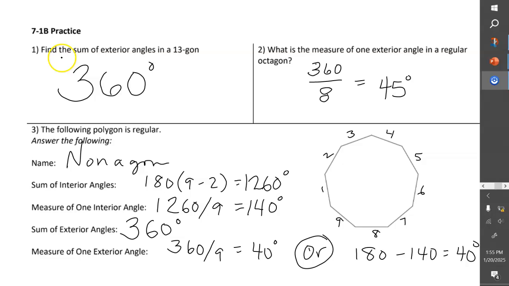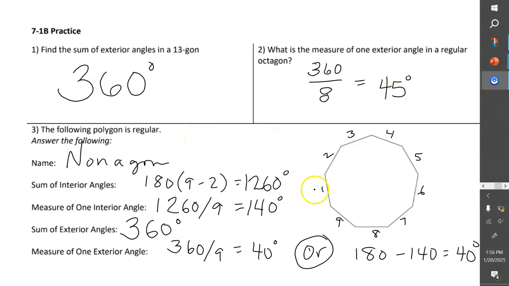So number 1, find the sum of the exterior angles of a 13-gon. I don't care how many sides it has, the sum of the exterior angles will always be 360. Number 2, what is the measure of one exterior angle of a regular octagon? Well, the sum is 360. If it's a regular octagon, they'll all be the same size, so I'm going to divide by 8. So one exterior angle is 45 degrees.